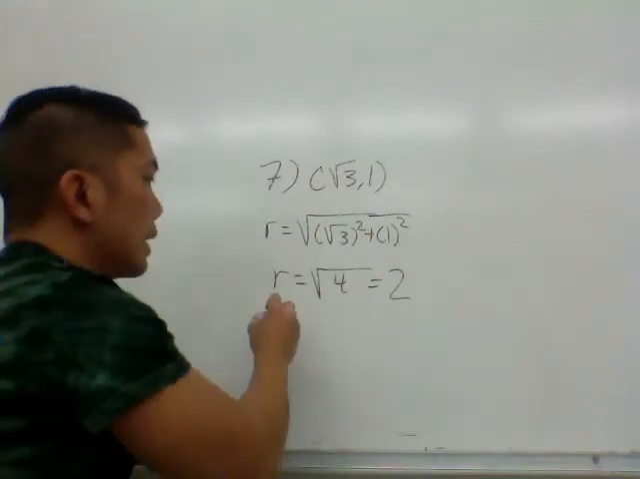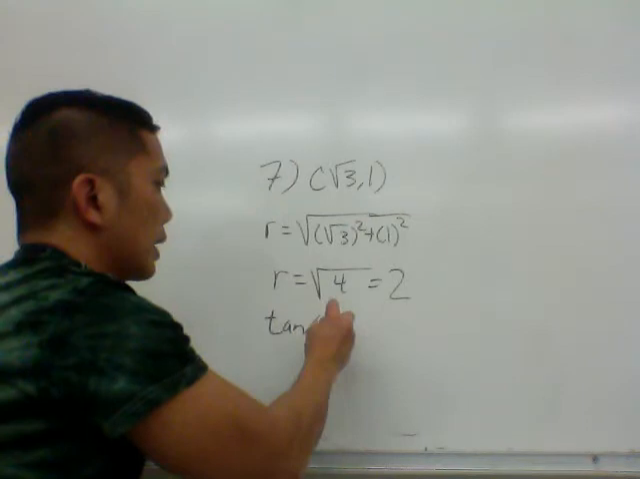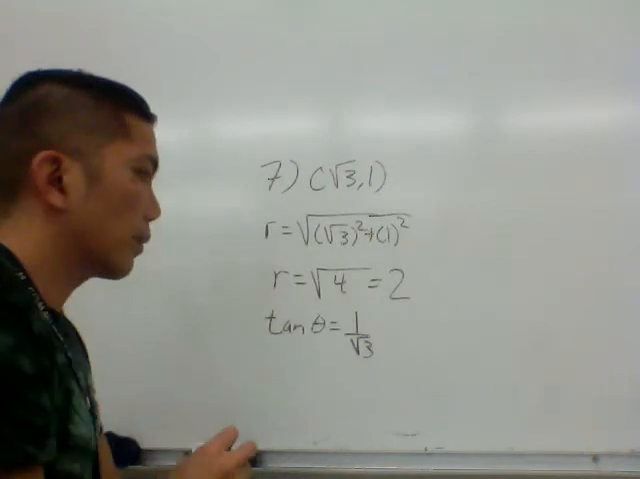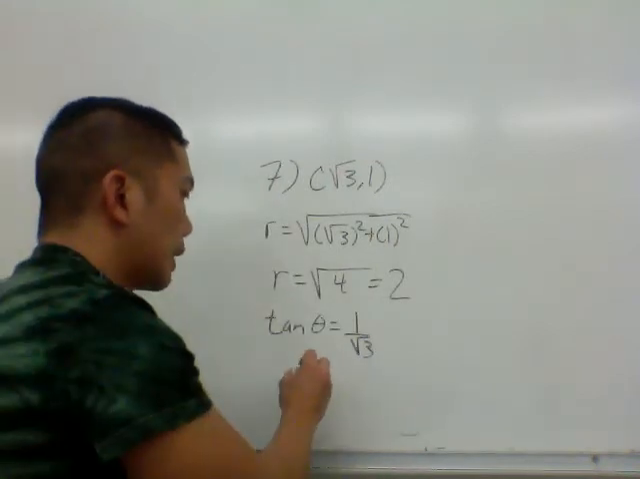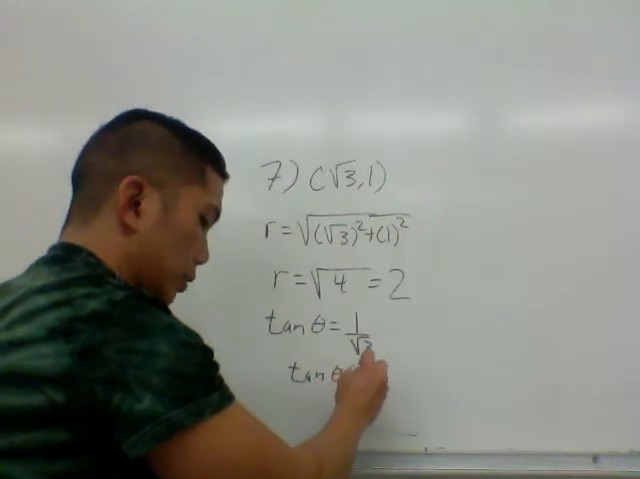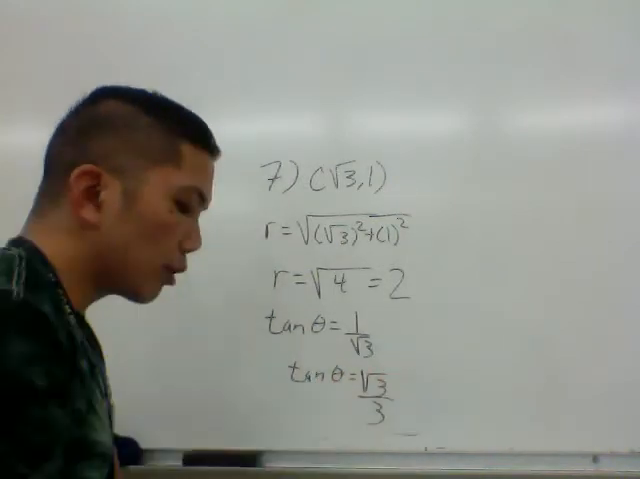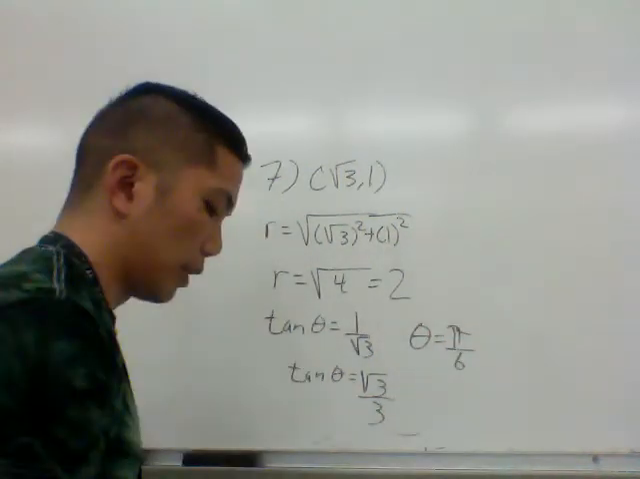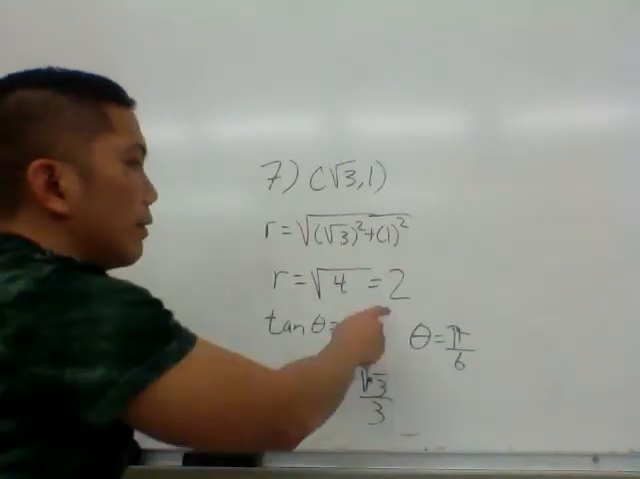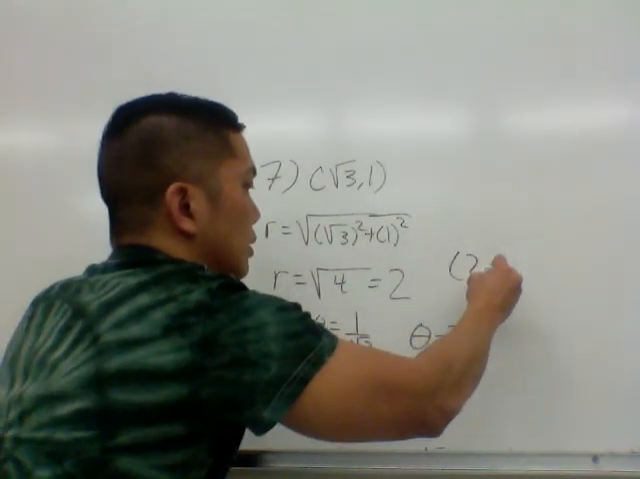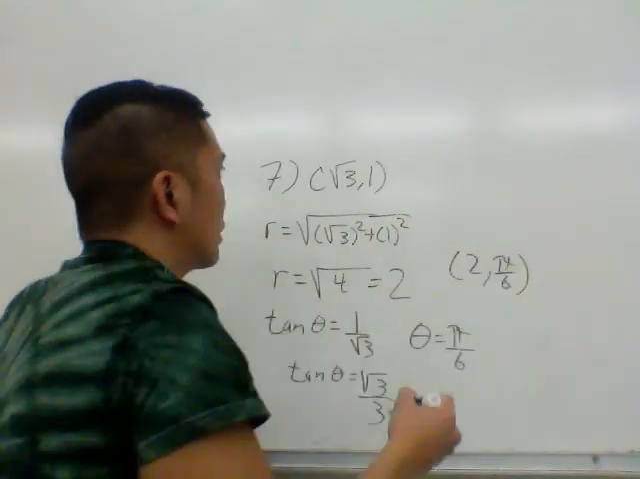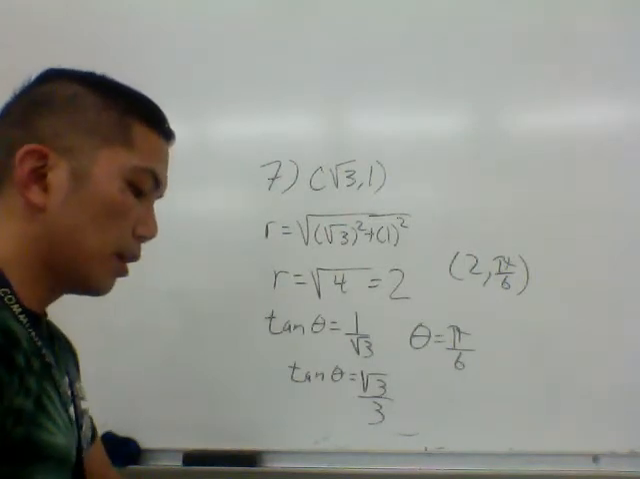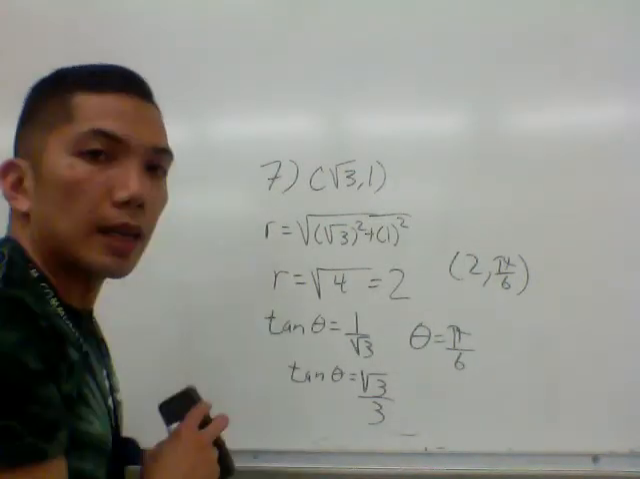Now, to find my theta, I take the tangent. Tangent theta is equal to y over x, so it's 1 over root 3. If I rationalize that, I get tangent theta is equal to root 3 over 3. And then you could use your tangent table to find that theta is equal to pi over 6. So I have my r, I have my theta, so in polar coordinates, this is 2, pi over 6. Okay. Number 8. Number 8 is exactly the same as number 7.